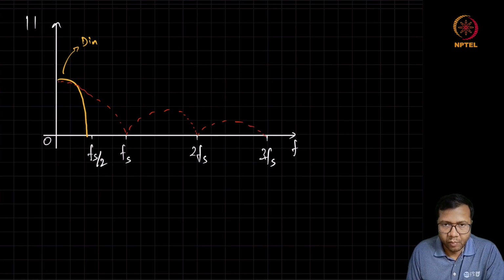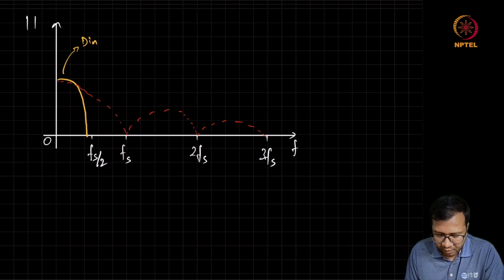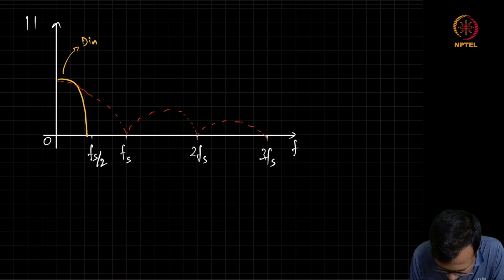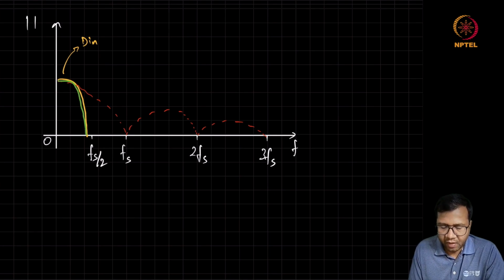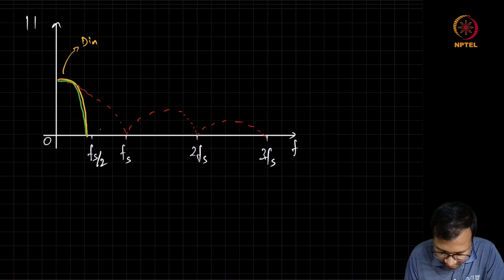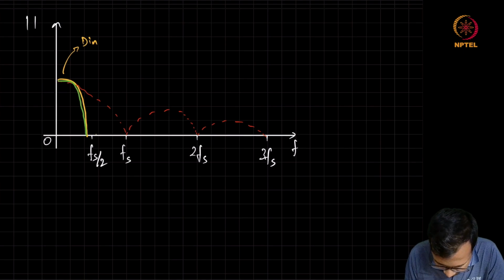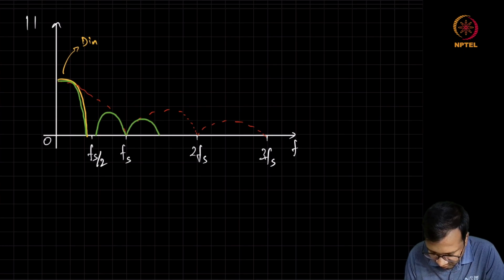So if we draw the complete spectrum of the baseband current, it is going to have almost the same spectrum as the D in band. But in addition to that, it will also have images, and these images are going to see the sinc filtering. Images may look like this.